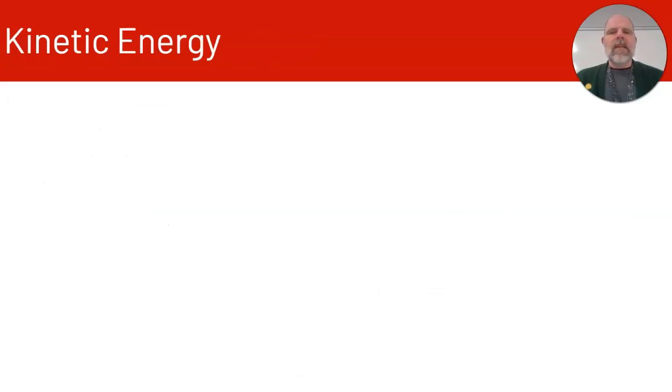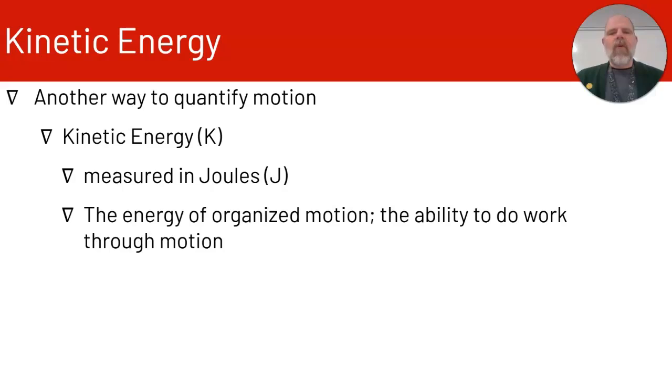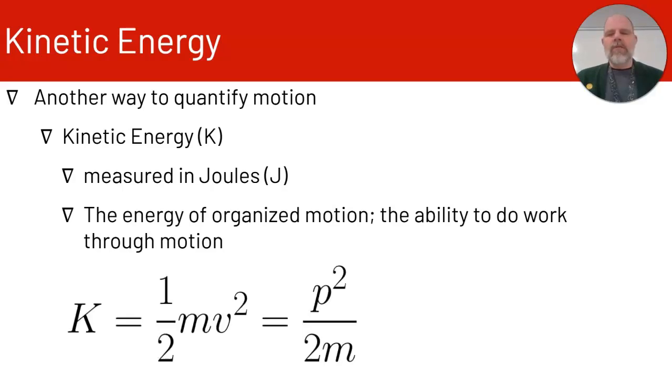So let's look at kinetic energy and momentum. Kinetic energy is just another way to quantify motion. We've looked at kinetic energy before. We use the symbol K. It's measured in joules. It's the energy of organized motion, or the ability to do work through motion.